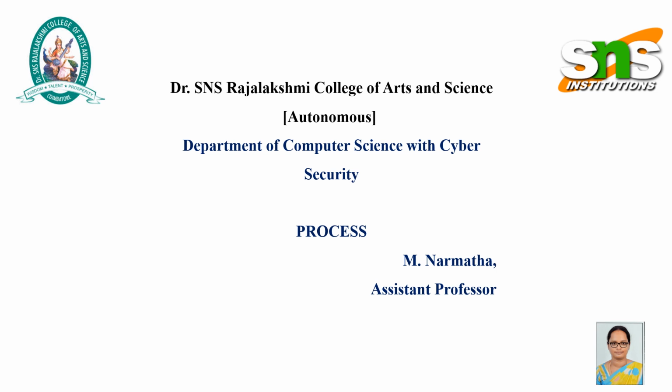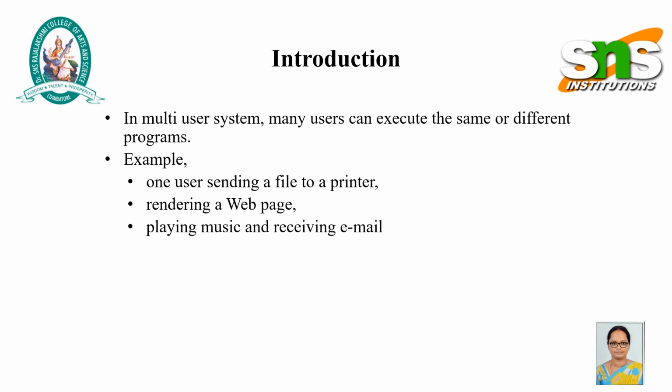Today, we are going to discuss process in operating system. So, we'll discuss the concept. First, we'll see that in a multi-user system, many users can execute the same or different programs. For example, one user sending a file to a printer, rendering a web page, playing music and receiving email. So the same user is performing different kinds of operations with different programs on a single system. That is called a multi-user system.